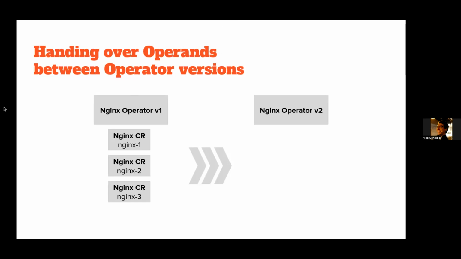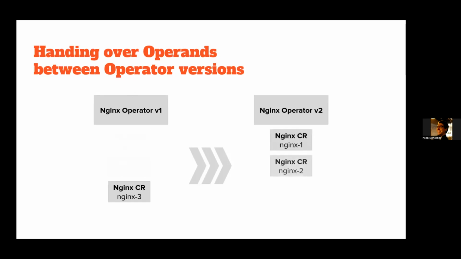What if we can switch the operands piece by piece from one version of the operator to the other, and only if everything was confirmed to run nicely on operator V2, we kill off V1 in this whole chain? And I will show a demo right away.